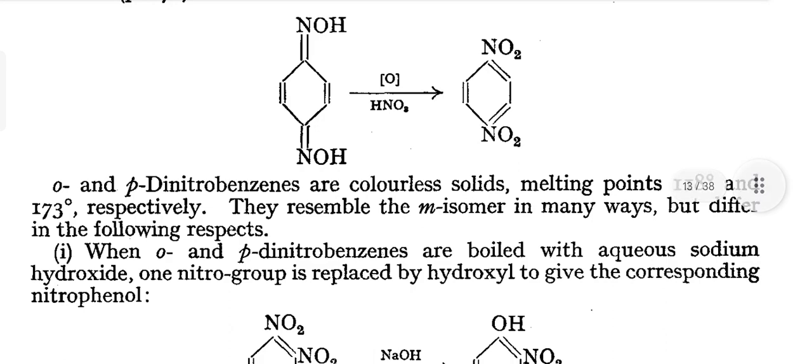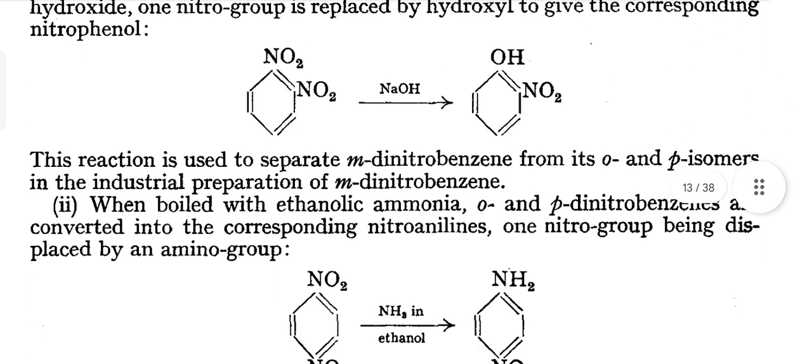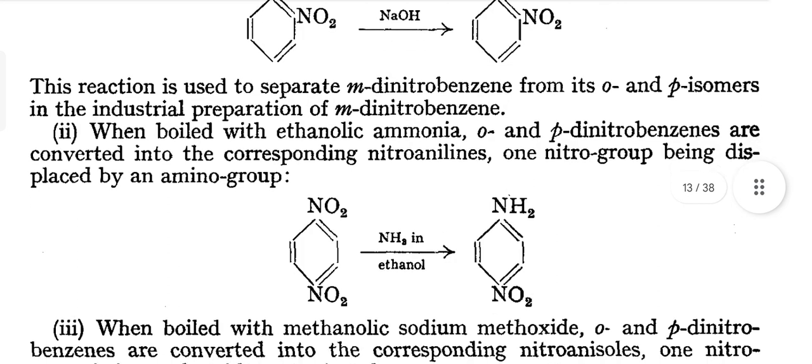Ortho- and para-dinitrobenzenes are colorless solids, with melting points of 118 and 173 degrees Celsius respectively. They resemble the meta-isomer in many ways but differ in the following respects. First, when ortho- and para-dinitrobenzenes are boiled with aqueous sodium hydroxide, one nitro group is replaced by hydroxyl to give the corresponding nitrophenol. This reaction is used to separate meta-dinitrobenzene from its ortho and para isomers in the industrial preparation of meta-dinitrobenzene.